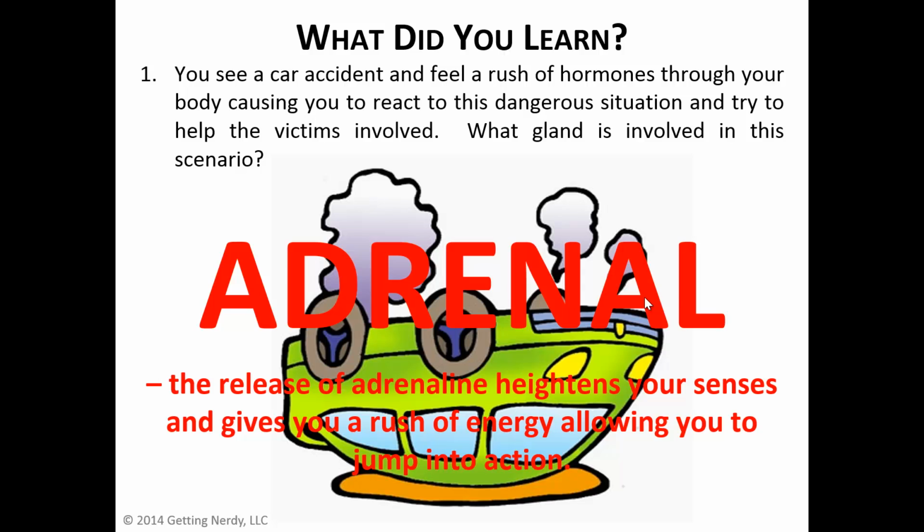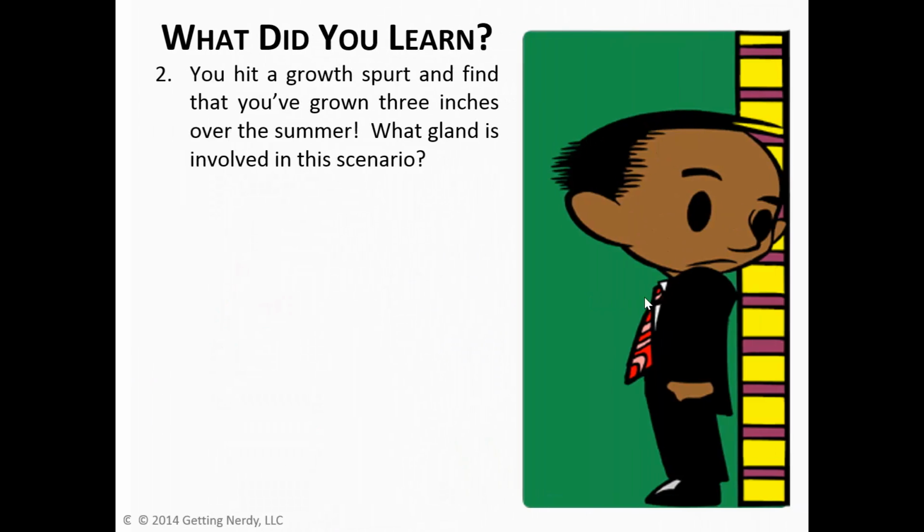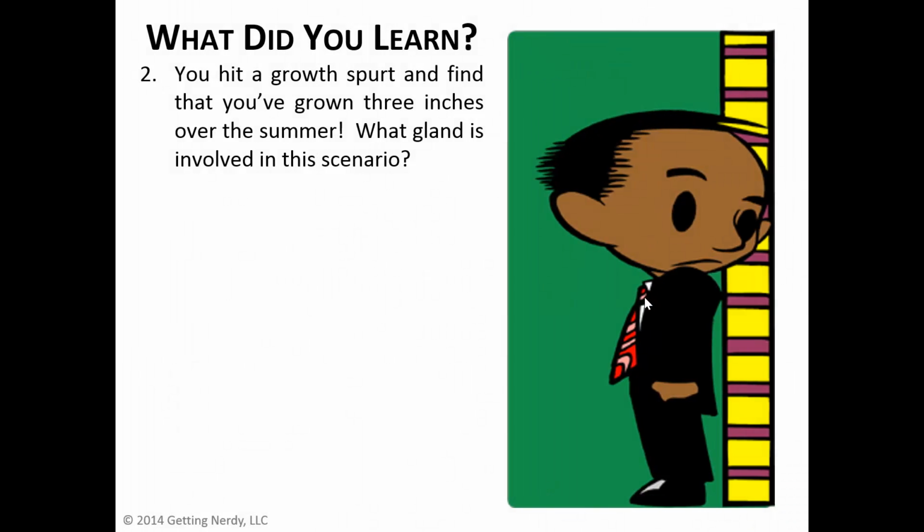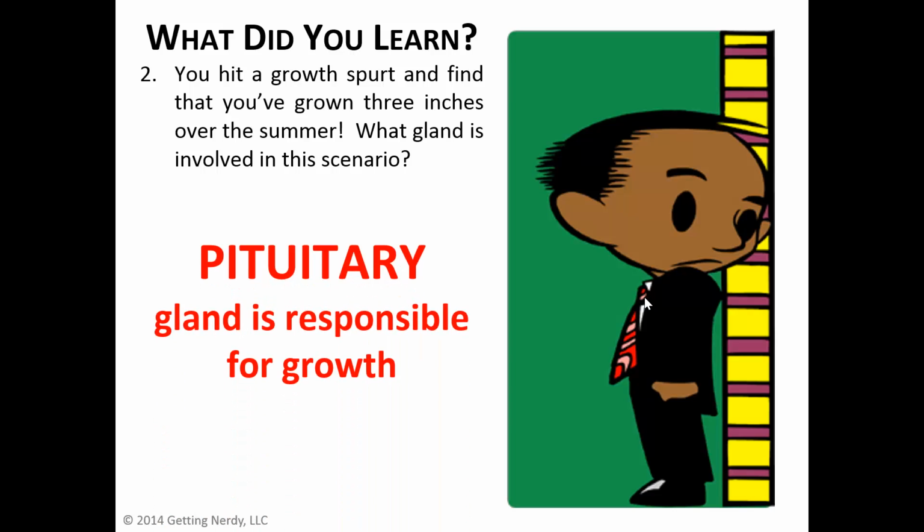If you answered adrenal gland, you're absolutely correct. Adrenal gland, remember, releases hormones that heighten your senses and give you a rush of energy. Next one. You hit a growth spurt and find that you've grown 3 inches over the summer. Which gland is involved? If you answered pituitary gland, you're correct. This is the gland that's responsible for growth. It's that tiny one, but it makes a person grow.